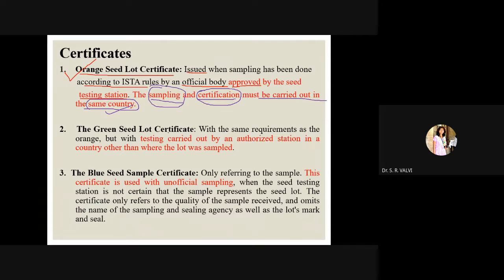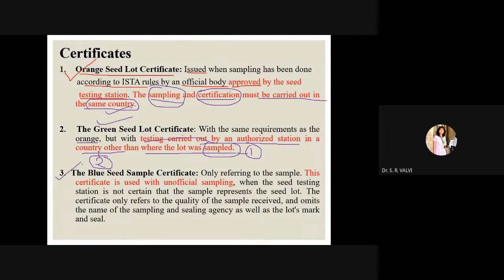Now come to the green seed lot certificate. These are the same requirements as the orange, but the testing is carried out by an authorized station in a country other than where the seed lot was sampled. The condition is different. You have to sample your seed in one place and then take certification in another place. That is your green seed lot certification.